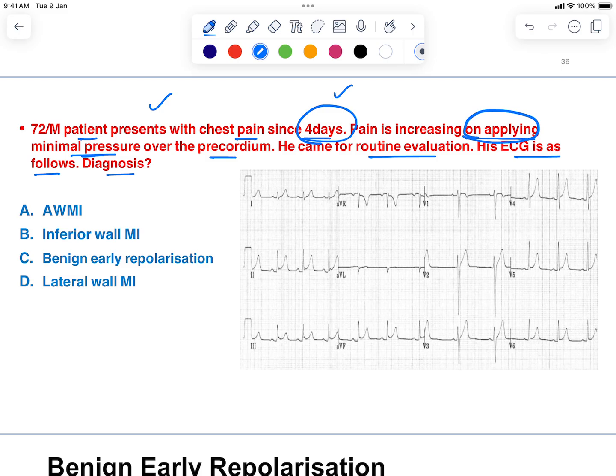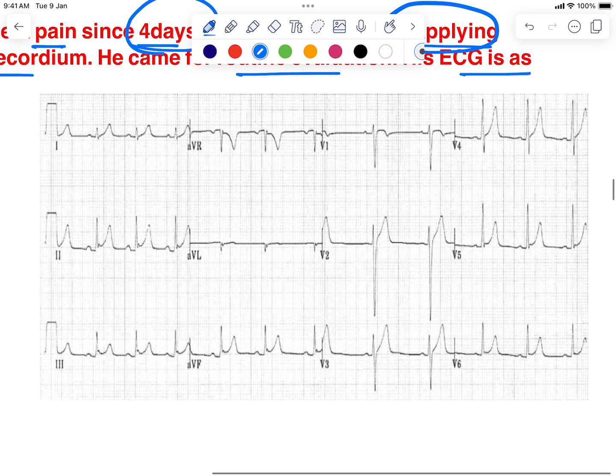If you observe the ECG changes here, you are able to notice that there is ST segment elevation in V2, V3 and V4, that is in the precordial leads. If there is ST segment elevation in the precordial leads, let us just assume, for example, that we are considering it as an anterior wall MI, right?